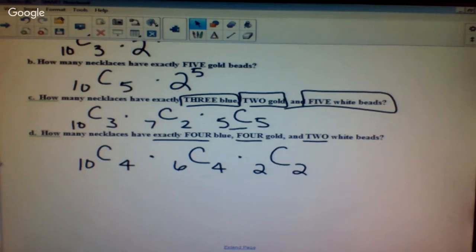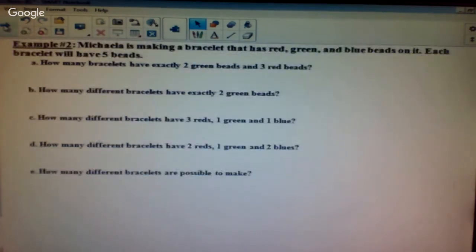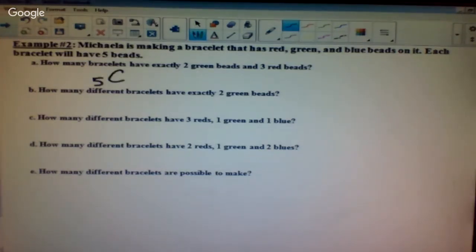Michaela is making a bracelet that has red, green, and blue beads. Each bracelet will have 5. So, how many have exactly 2 green and 3 red? So 5C2. Okay, I've used 2 of my beads. How many are left? 3. 3C3. Fantastic.